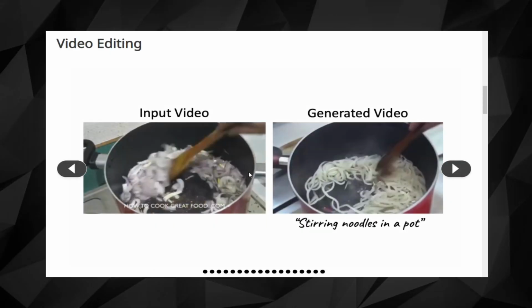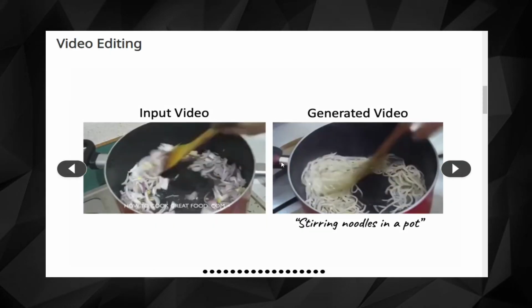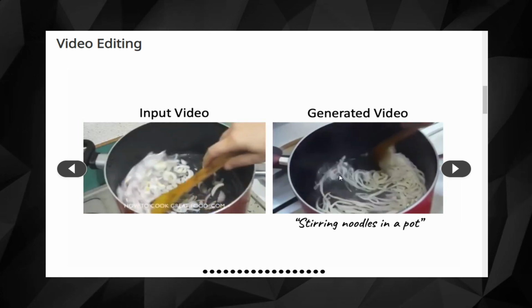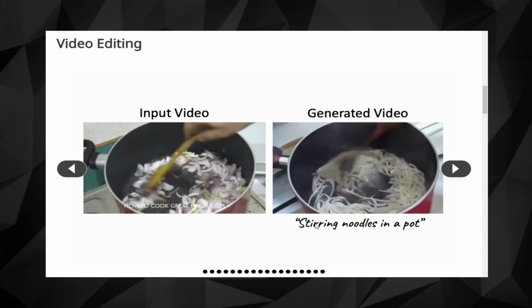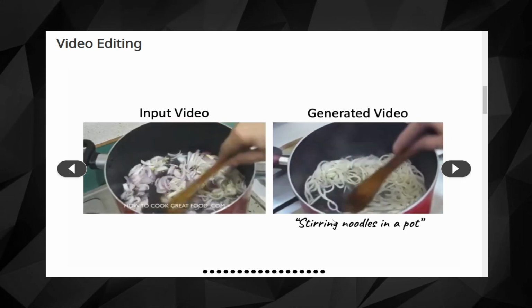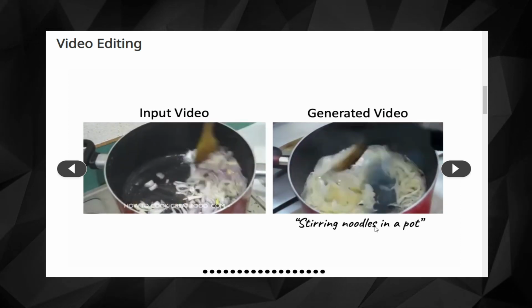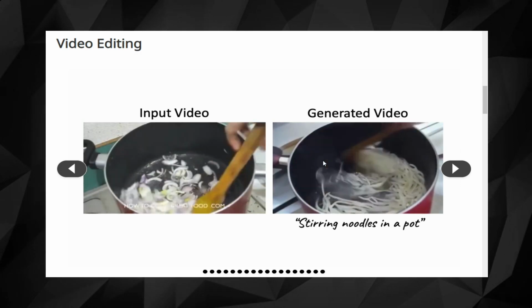This is similar to our next example, which shows a pot of onions in oil with a hand stirring it on the left side. However, our prompt instructs Dreamix to generate a video showing a hand stirring noodles in a pot, and the AI model has no problem delivering the required result.